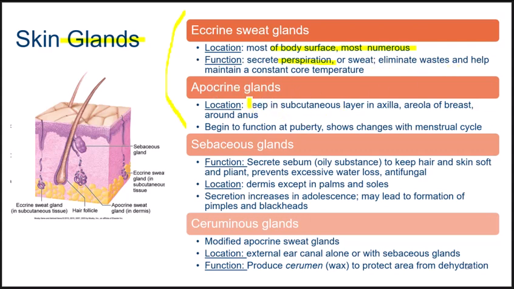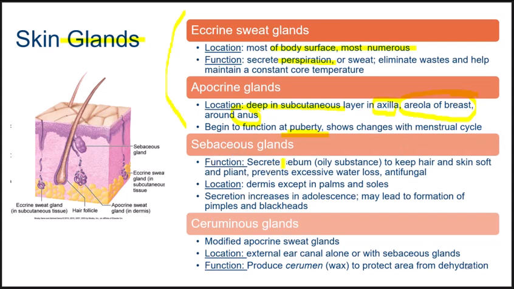Apocrine glands, these are found deeper in certain regions. Subcutaneous is beneath the top layers of skin, deep in the subcutaneous layer, and they're found in areas such as the armpit, that's the axilla, the areola of the breast, and around the anal region. And these begin to function only at puberty, and they also demonstrate changes with the menstrual cycle in females.